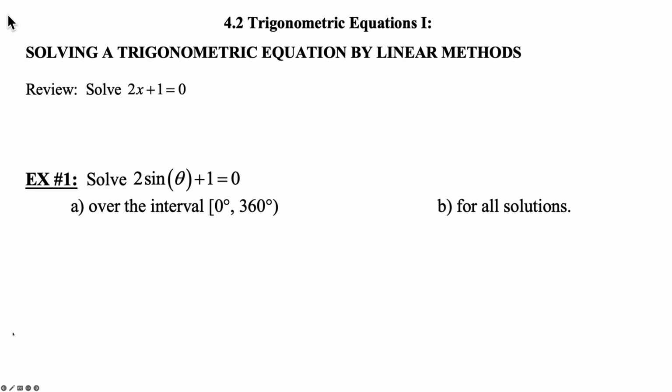Going to section 4.2, we're going to look at equations. This is part one of solving equations. We are going to look at predominantly linear factors here. Pretty straightforward. If you remember solving for x, you subtract over the 1, divide over the 2, x is equal to negative 1 half. So we're going to do the same thing where the trig function sine theta is acting like the x.